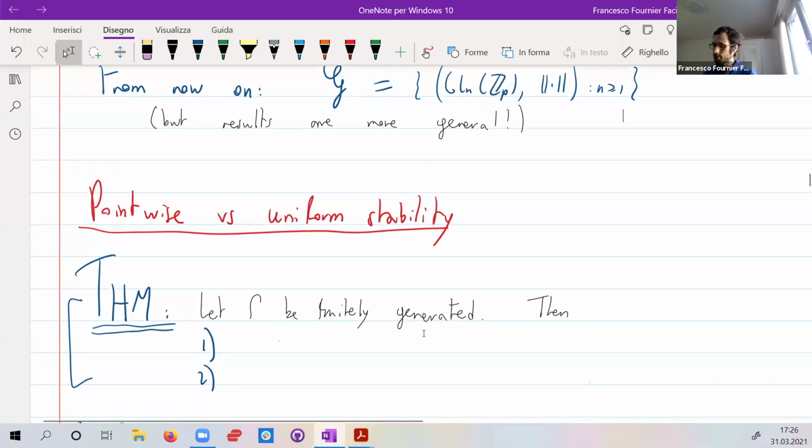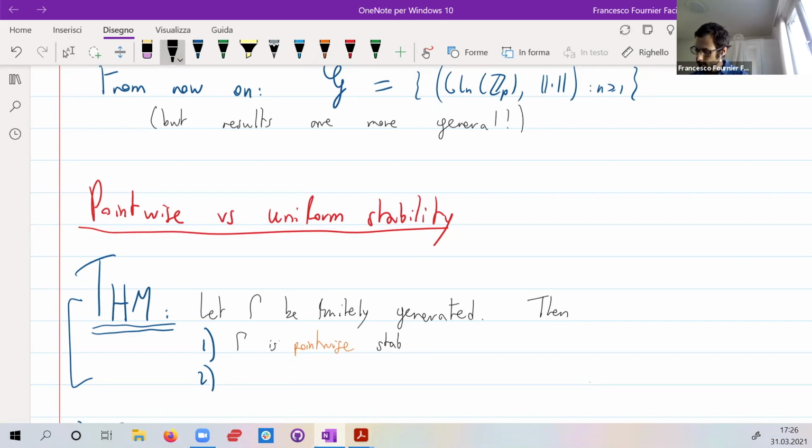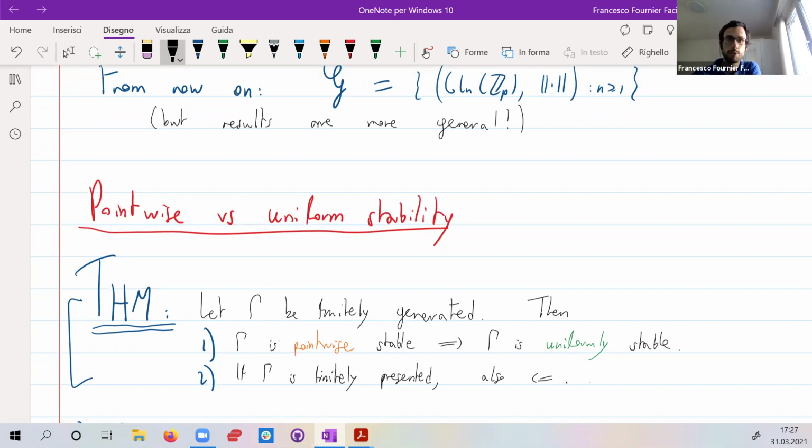So let Gamma be a finitely generated group. Then, first result, if Gamma is pointwise stable, so always with respect to the family above, then Gamma is uniformly stable. And if, moreover, Gamma is finitely presented, we also have the converse. So in particular for finitely presented groups, these two problems are equivalent. A group is pointwise stable if and only if it is uniformly stable. And this is true for any ultrametric family. There is no other assumption, not even compactness. It's really any family of groups equipped with bi-invariant ultrametrics.